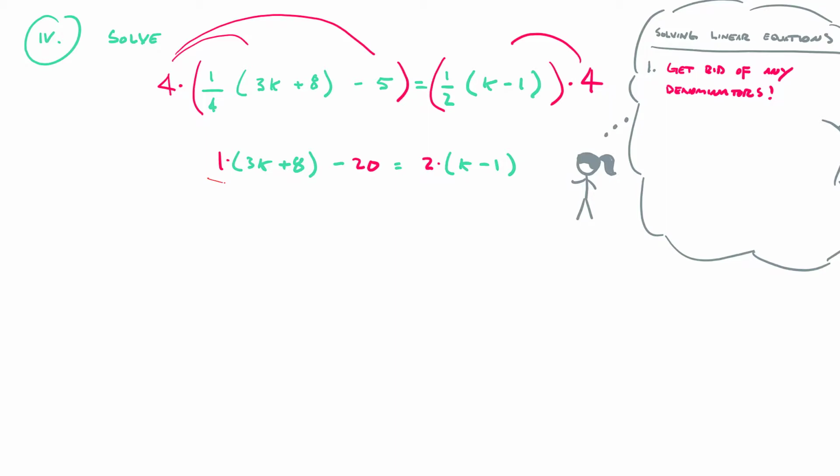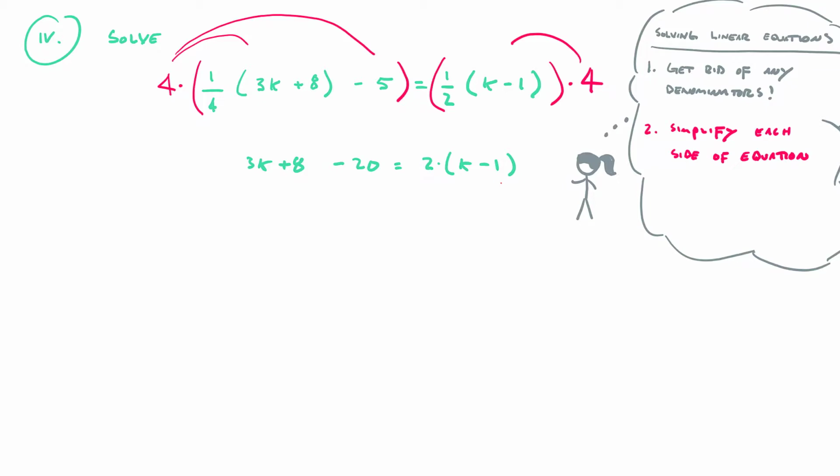Okay, and now there's no fractions. Now it's just like the last example that we were looking at. In fact, I don't even have to distribute on this side, because 1 times anything is just the anything part. So there's nothing to distribute on the left-hand side. You do need to distribute on the right.